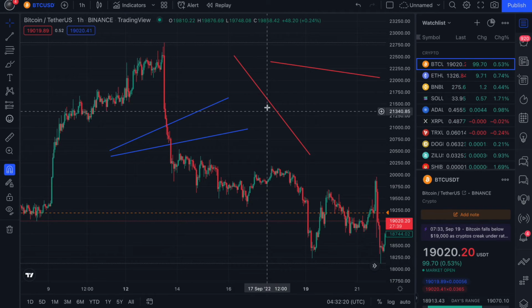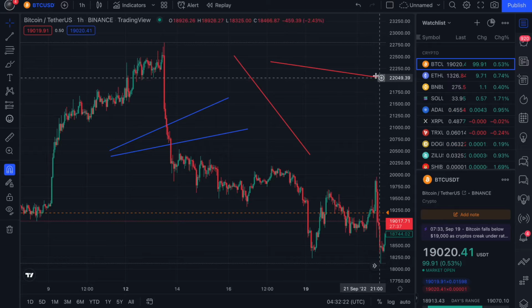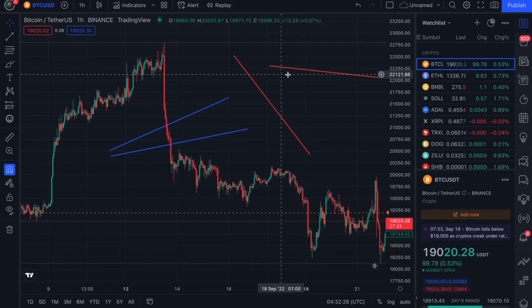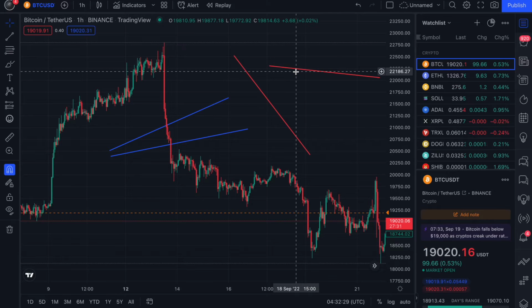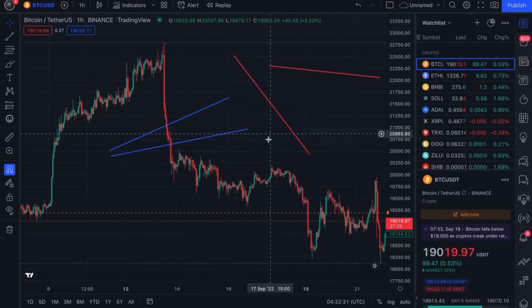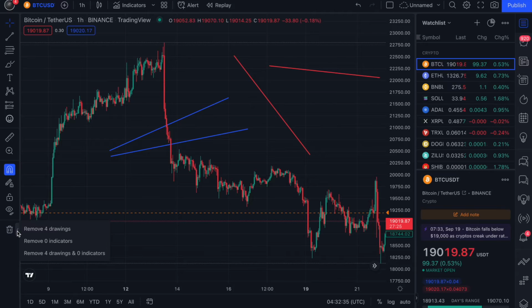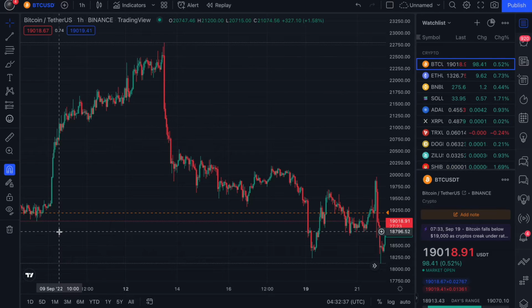So don't make it too steep. Don't make it nearly horizontal, something like this. So this is how to draw your trend lines. This is how not to draw your what? Trend lines. So let me remove the drawings.